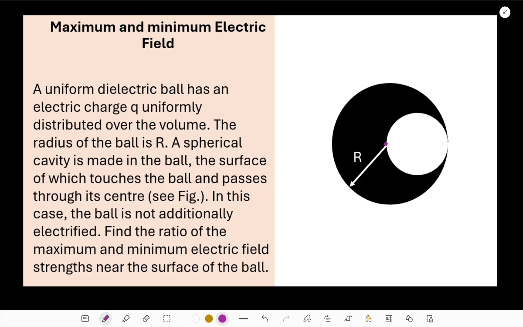Okay, so we can use the principle of superposition, and it can be argued that field strength of such a ball at any point can be found as the difference between the electric fields created by a solid ball and the electric field created by the charge that previously filled the spherical cavity.